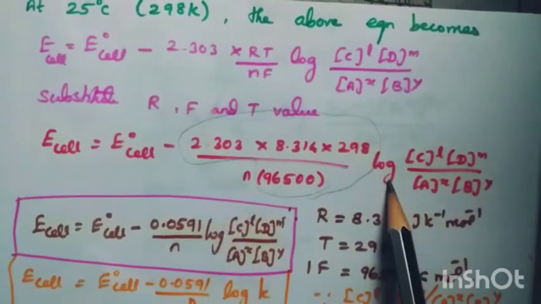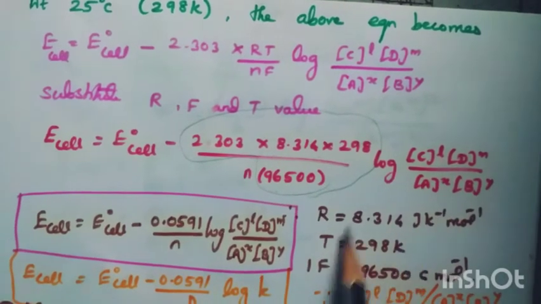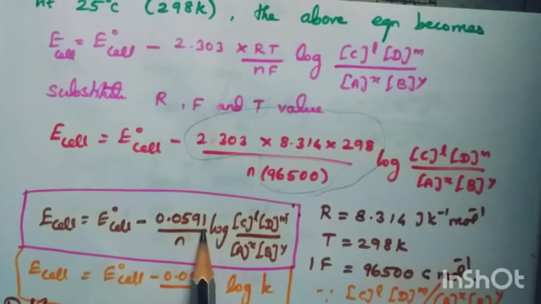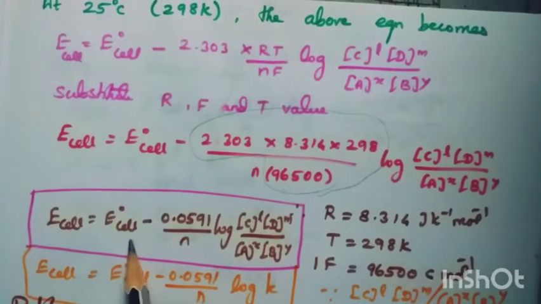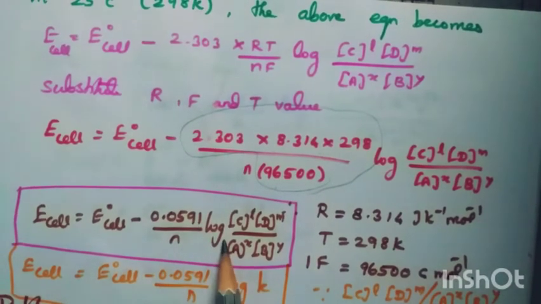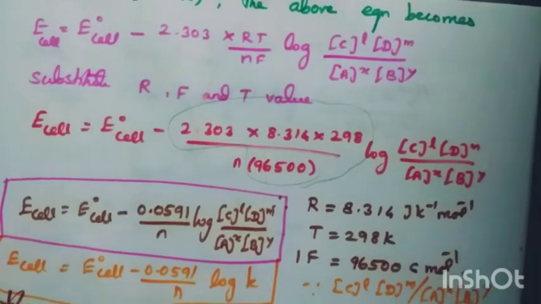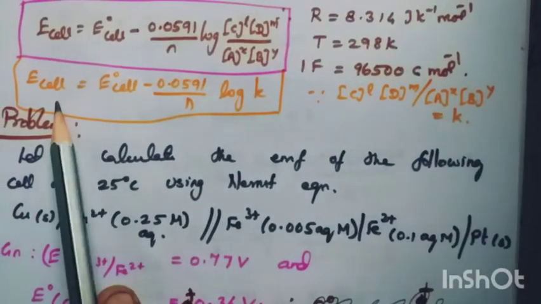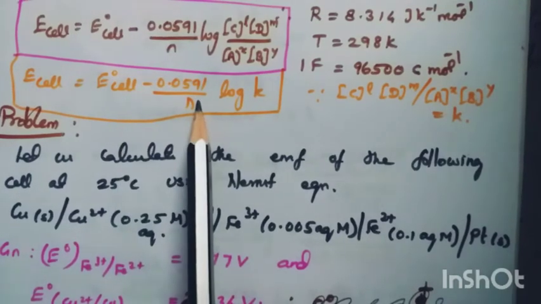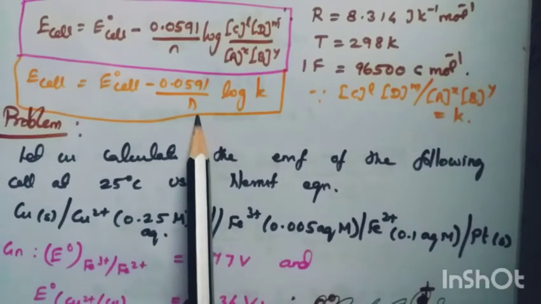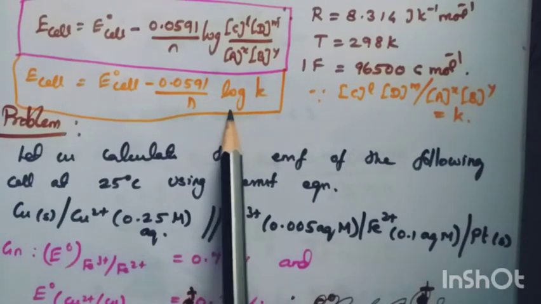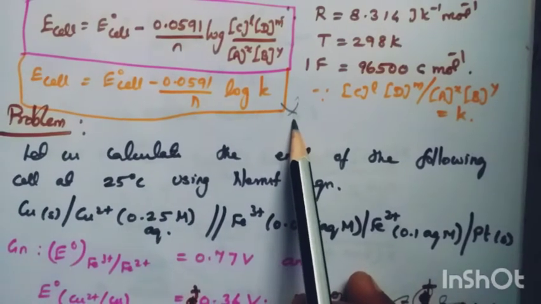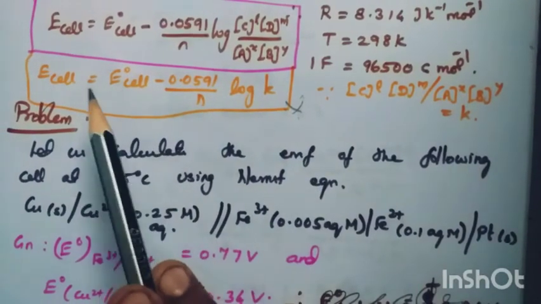2.303 we derived from the log conversion. If you substitute all these values, we get 0.0591. EMF of the cell is equal to E naught of the cell minus 0.0591 by N log of this concentration term. At 25 degrees Celsius the rest is constant, so the EMF of the cell is equal to E naught of the cell minus 0.0591 by N log K. This is the Nernst equation. This we are going to substitute in problems for finding the EMF of the cell.